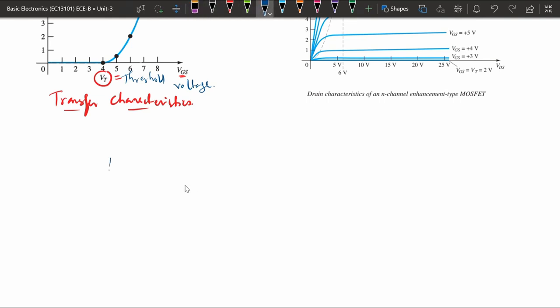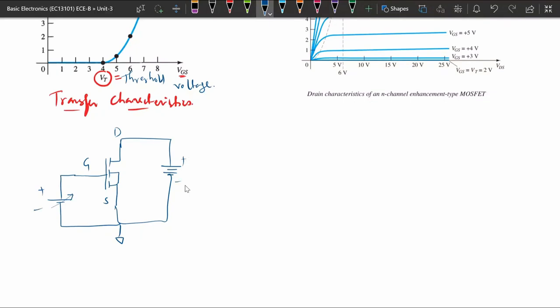Okay, so this is the symbol of the N channel MOSFET. Here this is the gate, this is the drain and this is the source. Suppose we have applied a positive drain to source voltage, and at that time we are increasing the gate to source voltage. So this is an N channel enhancement type MOSFET.